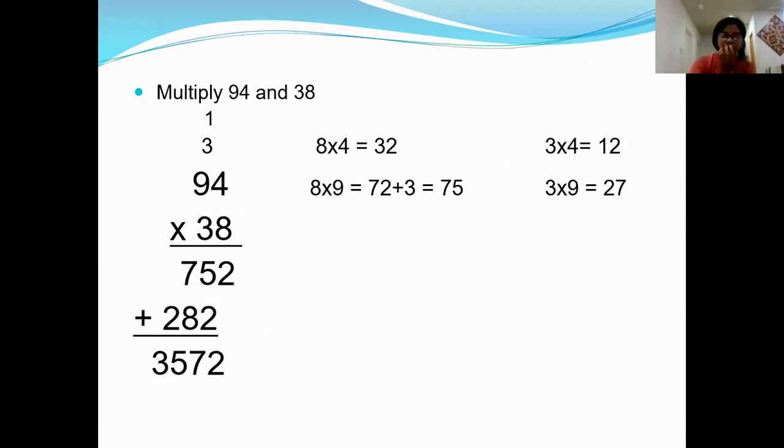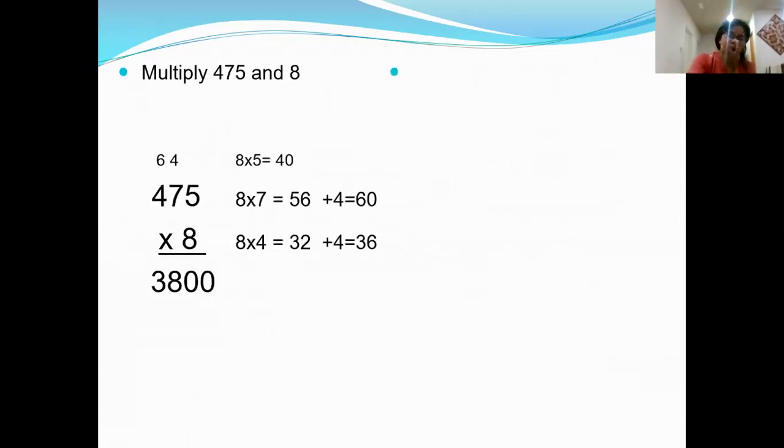Okay, next. Multiply 475 and 8. So we have here 475 times 8. What is 5 times 8? That's 40. So we bring down 0, carry 4. 7 times 8, that's 56. But we have 4, so we are going to plus 4. 56 plus 4 is 60. So bring down 0, carry 6. Then 8 times 4 is 32.